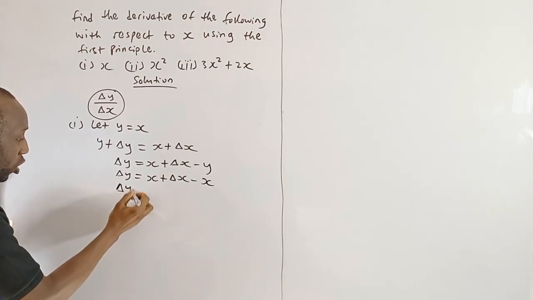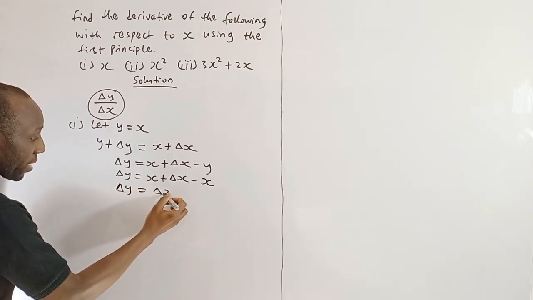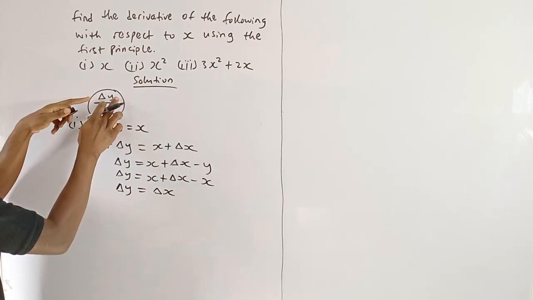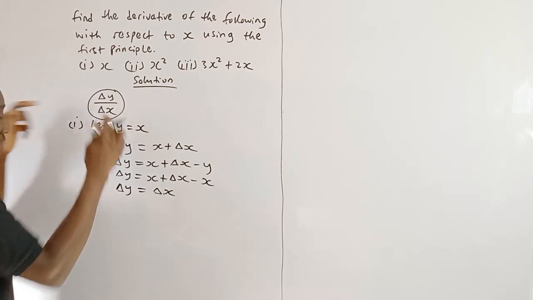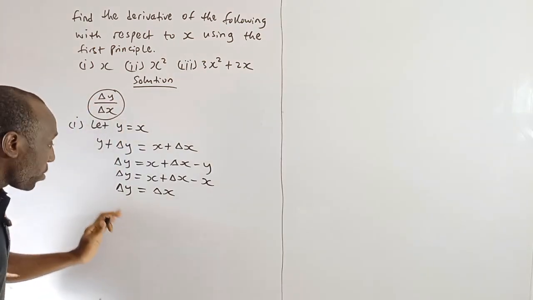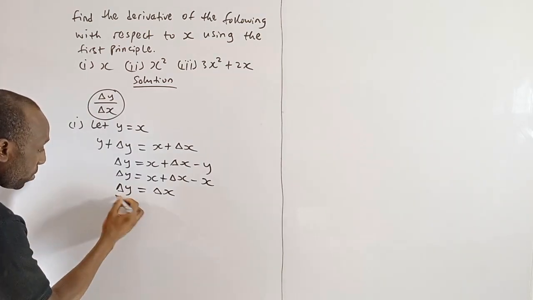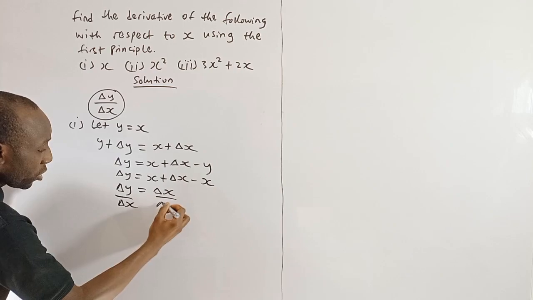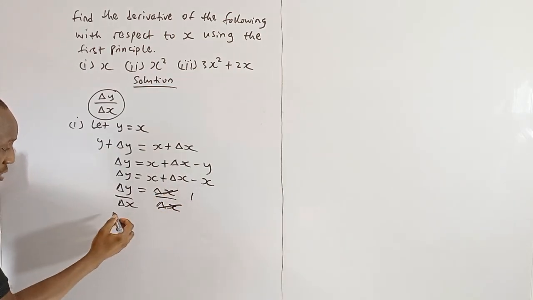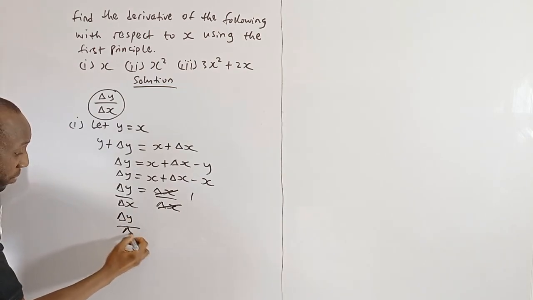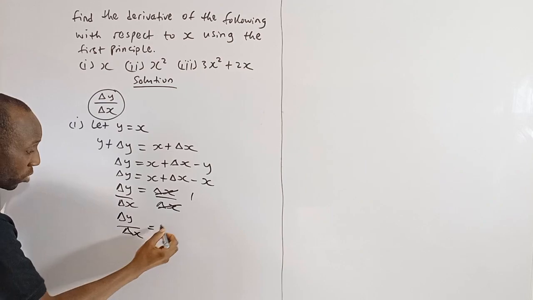So what I have now is change in y is equal to what? Change in x. But I'm trying to get to this point here where we have change in y with respect to what? Change in x. So I will divide both sides by what? Change in x. So change in x and then change in x. So this cancels this, you have 1. And you have that change in y with respect to change in x is equal to 1.